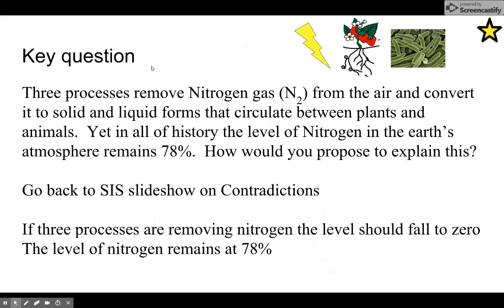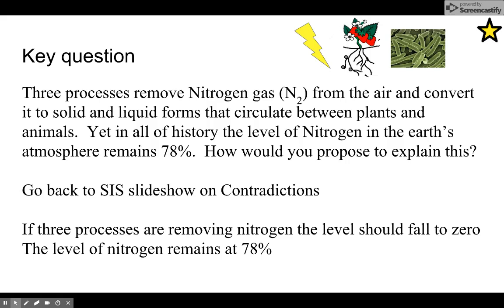Now, here's where the conflict arises. We have three processes that remove nitrogen gas from the air and convert it to a solid or liquid form that circulate between plants and animals. So between lightning bolts and these root nodules, nitrogen is dragged out of the air and converted into a solid or liquid. And then when the bunnies or humans eat plants or anything else and we excrete waste, the ammonia that's created gets turned back into nitrates. So we have three processes that can drag nitrogen gas out of the Earth's atmosphere.